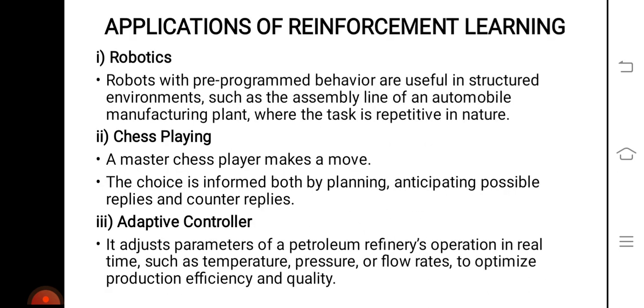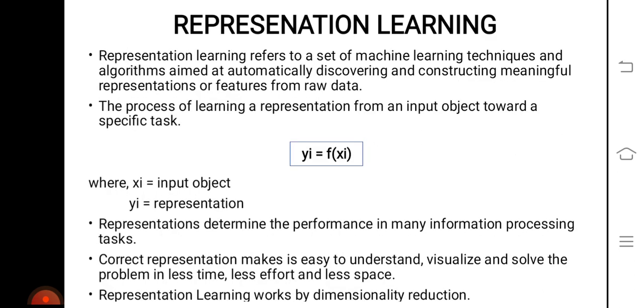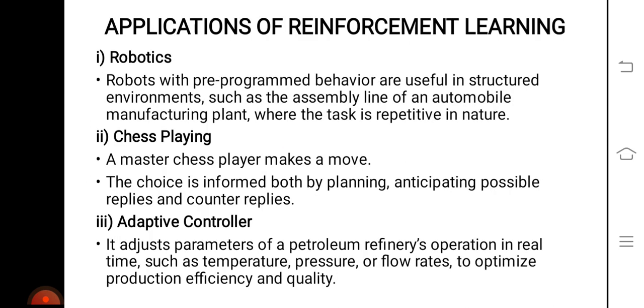And what are the applications of reinforcement learning? In robotics, chess playing, and adaptive controllers, we are using reinforcement learning. Robotics with pre-programmed behavior are useful in structured environments such as the assembly line of an automobile manufacturing plant, where the task is repetitive in nature. You can take any robotic automation. In any manufacturing company, pick and place machines are available in the assembly line, and the work is repeated.